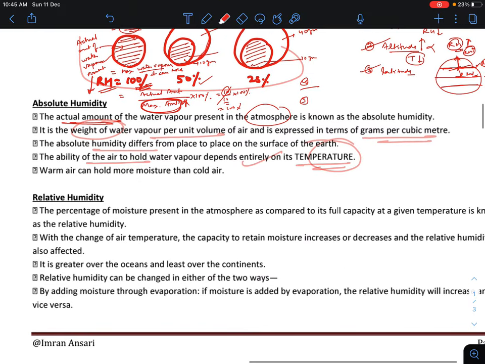Now warm air can hold more moisture than cool air. Very important data. Why? Because in case of warm air, the intermolecular space between the molecules of air is more as compared to cool air. Warm air is light and distributed, but in case of cold air it is densely compact. In warm air, the molecules are actually away from each other.